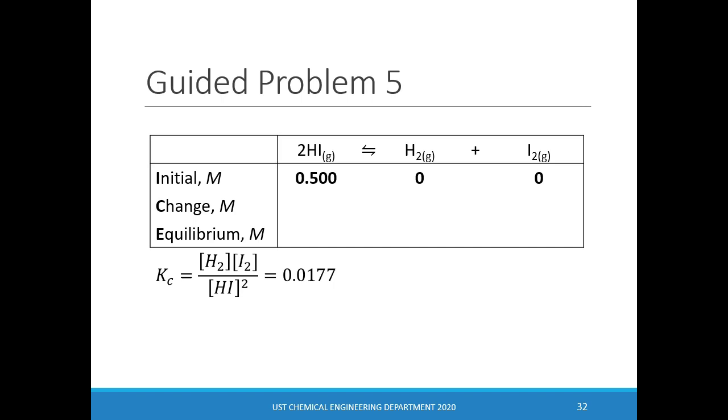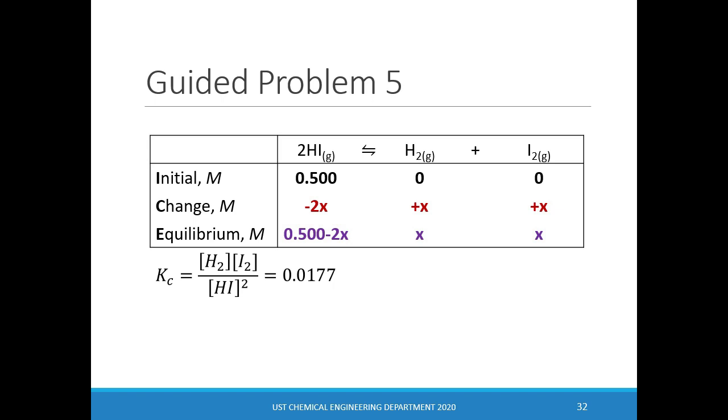It was also given that the equilibrium constant is 0.0177 and it's equal to this expression. Since we still don't know the amount consumed or produced, let's set x as the concentration of hydrogen and iodine produced in the reaction. Therefore, 2x was consumed for HI. Again, do not forget the negative sign. To get the equilibrium concentration, add the initial and change rows. So we get 0.5 minus 2x for HI and x for hydrogen and iodine.